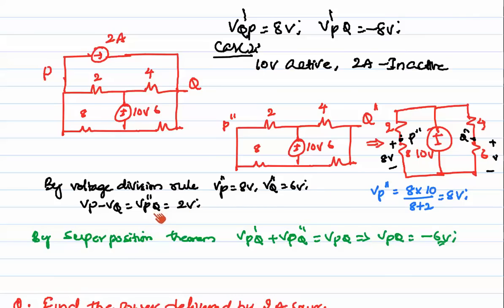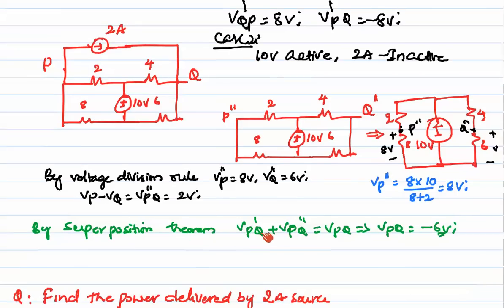So what is V double dash PQ? That is nothing but VP minus VQ. What are the VP and VQ values here? We got 8 volts and 6 volts. So from this we got the second case. By the superposition theorem, we sum up the responses of the sources individually. So VPQ dash plus VPQ double dash is equal to VPQ. This is equal to minus 6 volts. Why? Because here we have 2 volts and minus 8 volts, so when combined together we get minus 6 volts.